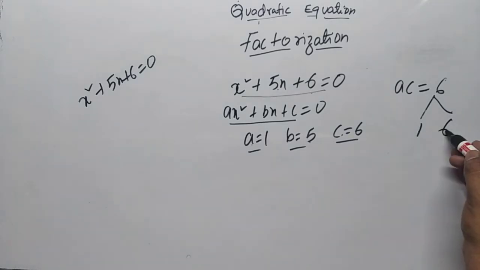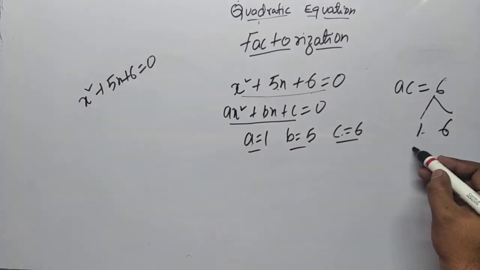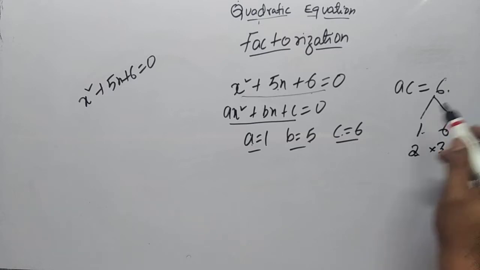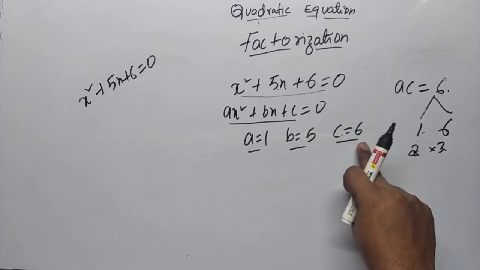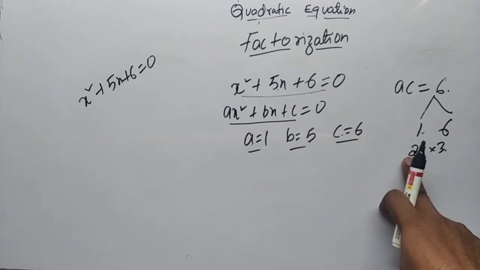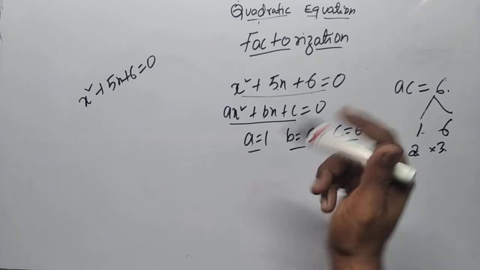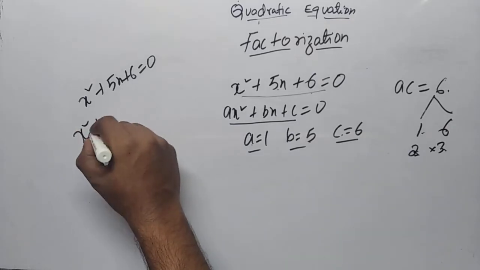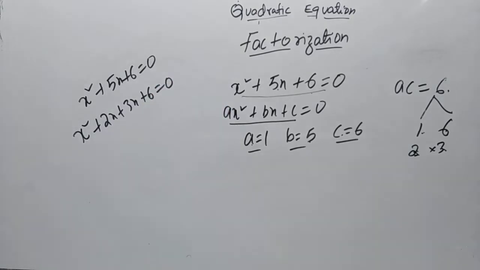If you take 1 and 6, 1 plus 6 will become 7. So we'll take another pair. 2 threes are 6. When you multiply these two factors, 2 and 3, you get 6, and when you add 2 and 3, we get 5. So in the place of this 5x, we will be splitting it as 2x plus 3x, so x square plus 2x plus 3x plus 6 is equal to 0.